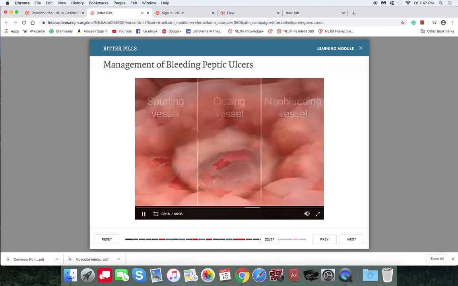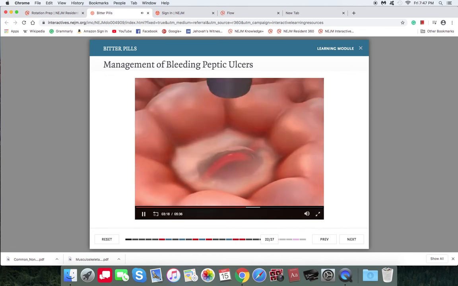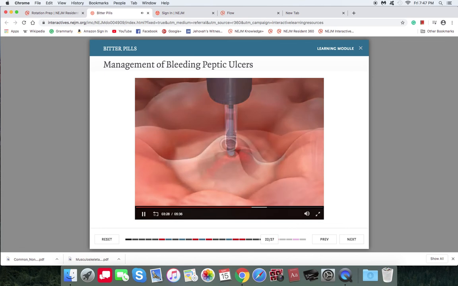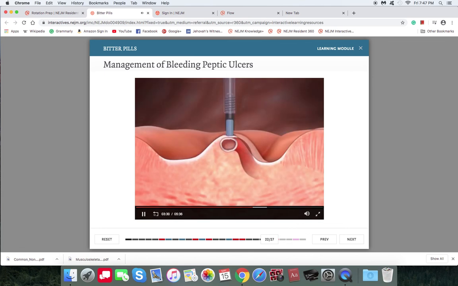The target site may appear as an active bleeding vessel that is spurting or oozing, or as a non-bleeding visible vessel. The probe should be placed directly over the target site and pressure applied to cause indentation of the targeted tissue with compression of the underlying vessel while delivering thermal energy. This action is referred to as coaptive coagulation, and its aim is to weld the artery shut.